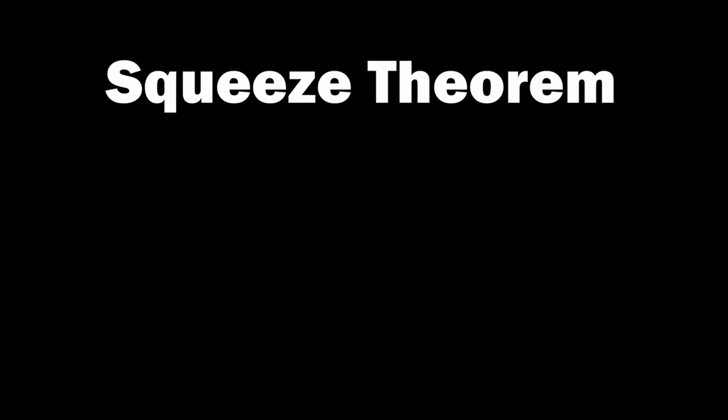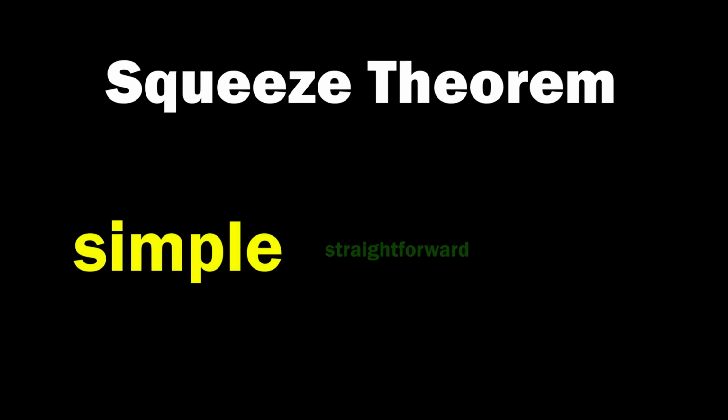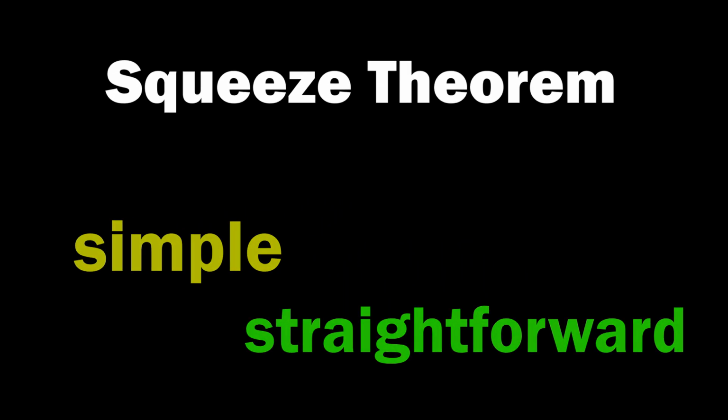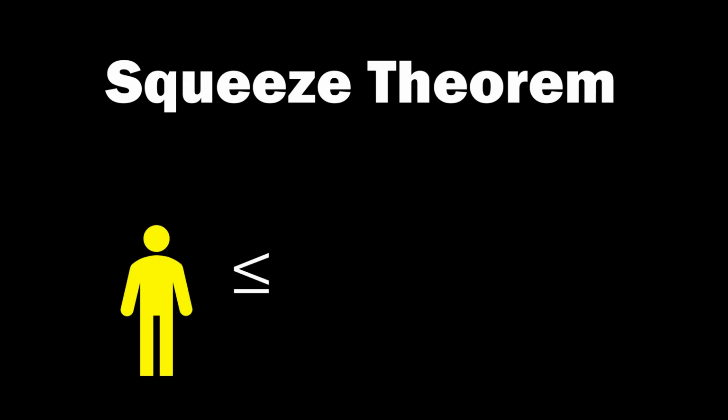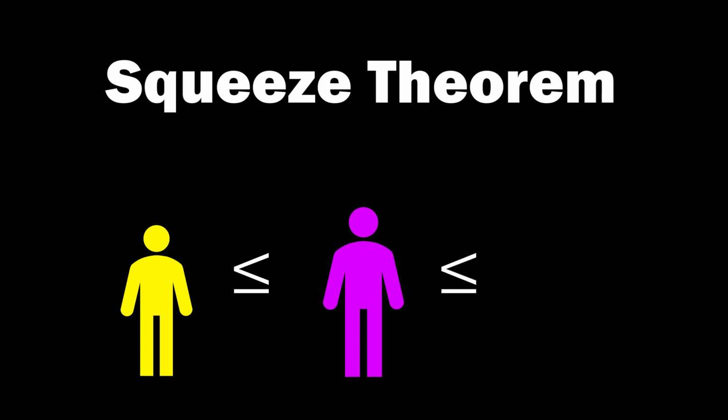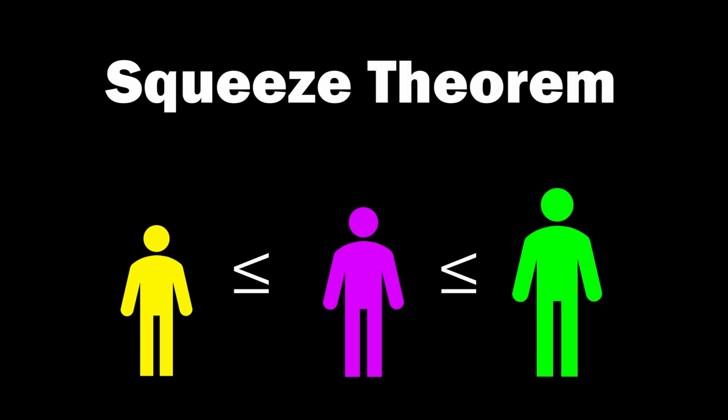In this video, I will explain the squeeze theorem in a simple and straightforward way, and we'll work through some examples to help you understand. Let's imagine three brothers, each represented by a different color. Suppose the height of the first brother on the right is greater than or equal to the height of the second brother, and the second brother is taller than or equal to the third brother. In other words, the younger brother can be as tall as his older brothers, but not taller.